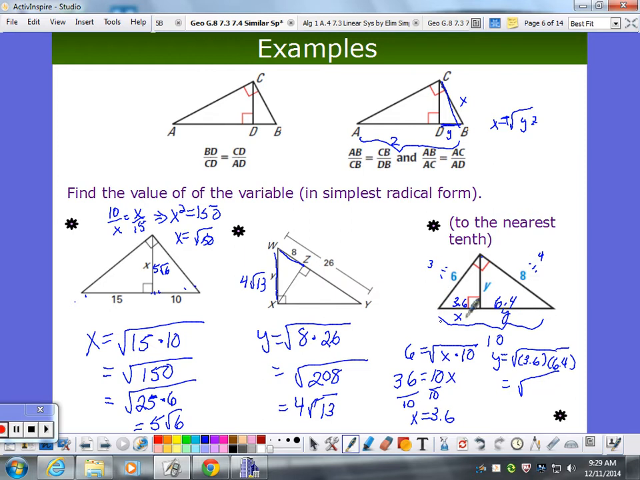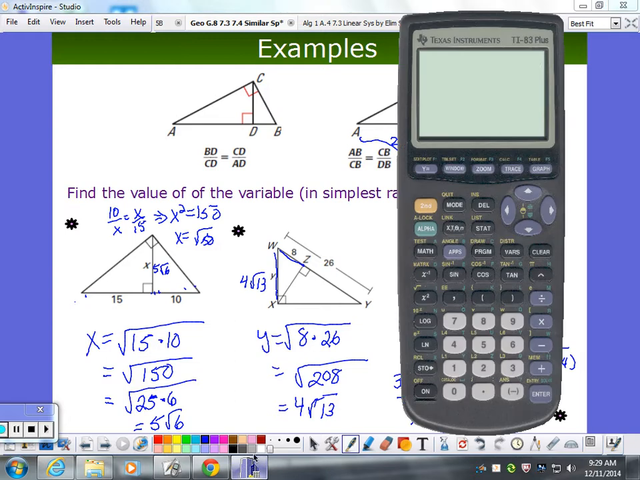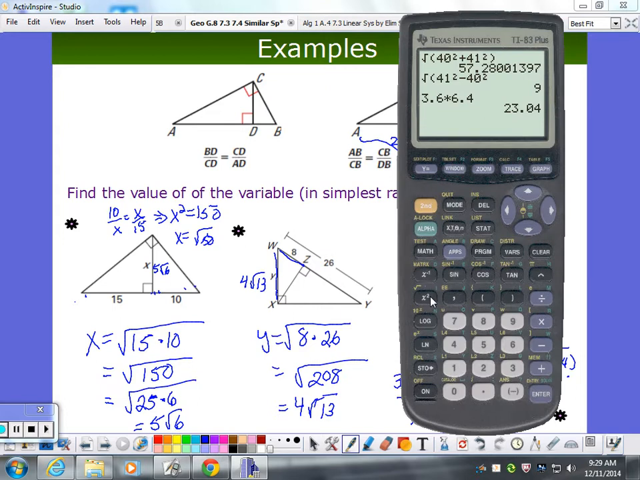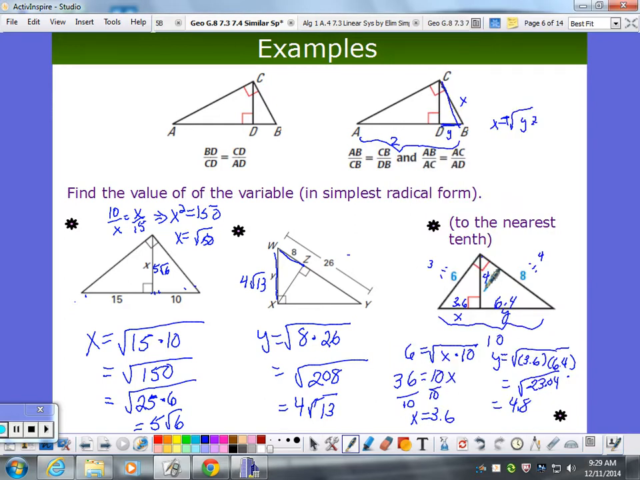3.6 times 6.4, I put this in my calculator. 23.04. And then I took the square root. I got approximately, or maybe even exactly, 4.8. Let's see what we get. Take the square root, and whatever it is, is it going to be 4.8? Is that what you got if you did the Pythagorean theorem?